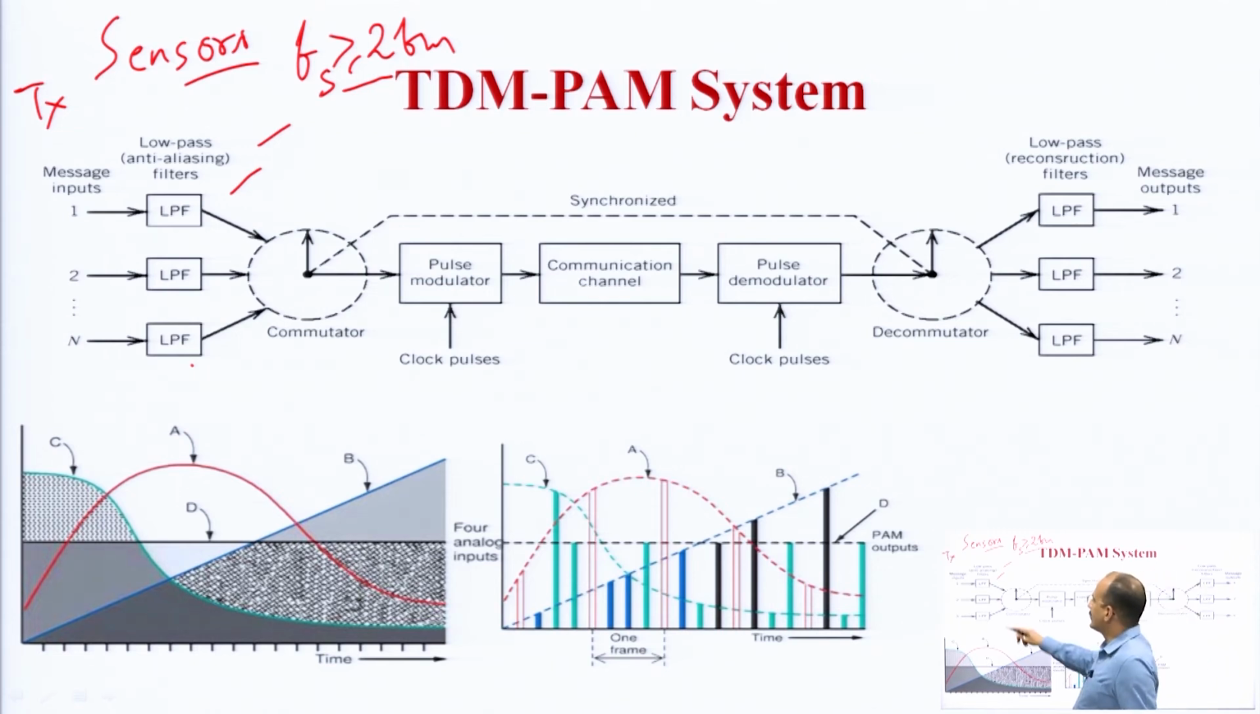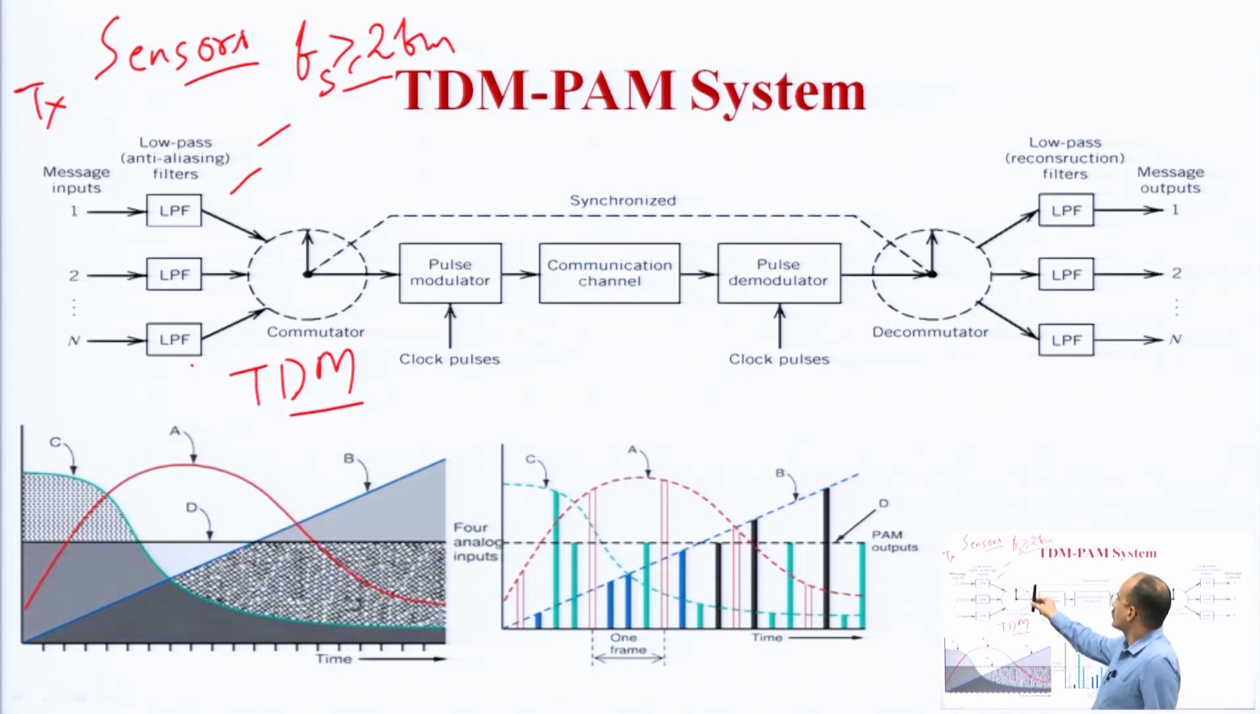Then these inputs are applied to this commutator switch. This commutator switch is used for the time division multiplexing. This commutator switch is going to be governed or going to be operated by using clock signal.